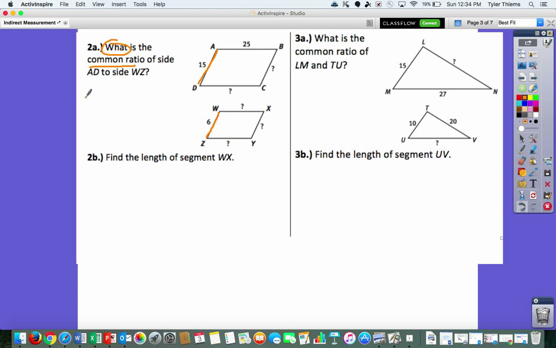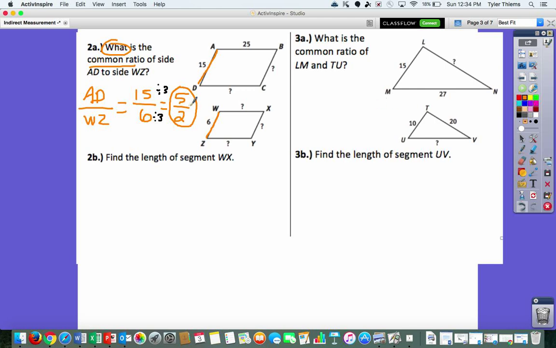So if we know AD over WZ, AD is 15, it's the bigger trapezoid, and over the smaller trapezoid is over 6. If we're going to reduce that down, 3 can go into both of those. So if we divide these both by 3, 3 goes into 15, 3, 6, 9, 12, 5 times, and 3 goes into 6 2 times. So the common ratio would be 5/2.